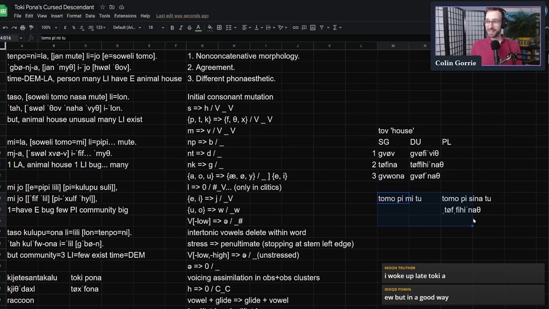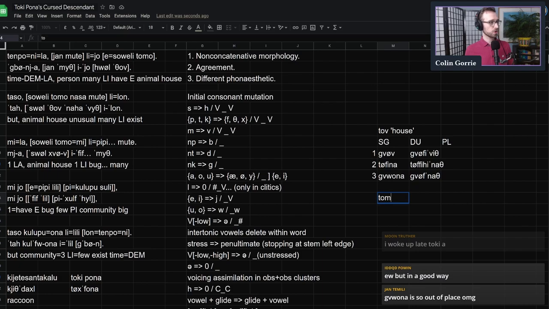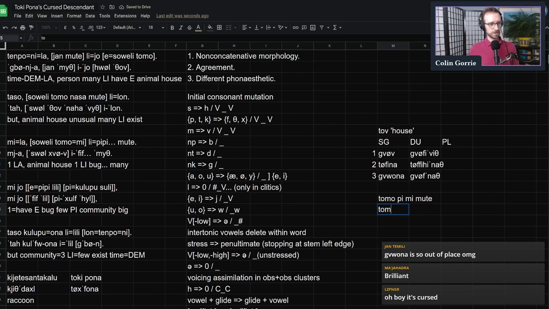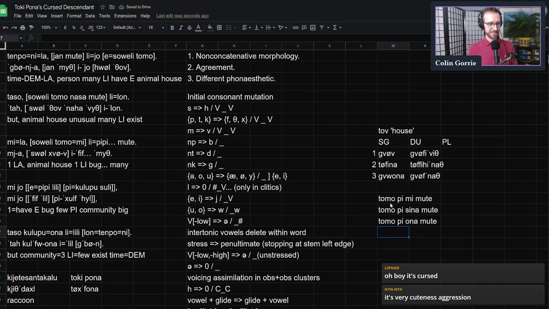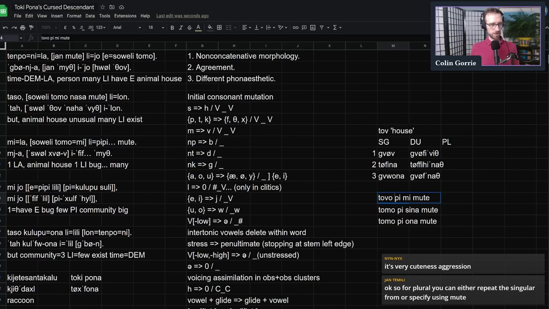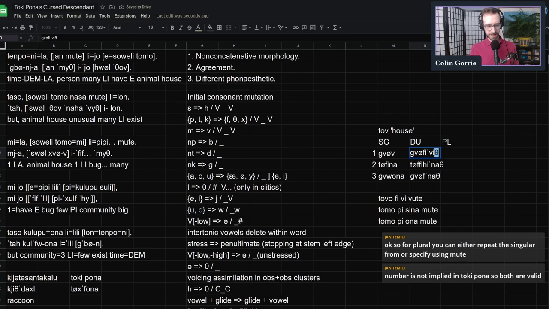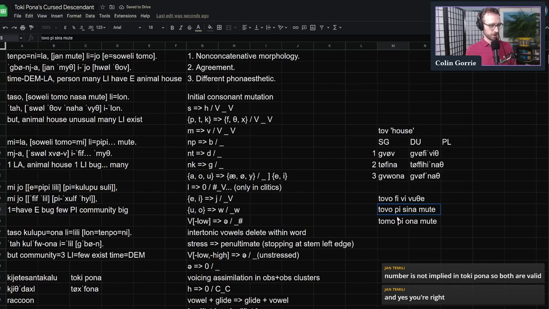Plural. So I'm assuming that this would be tomo pi mi mute, tomo pi sina mute, and tomo pi ona mute. Am I right there? So let's quickly do these. So tovo fi vi vu the. Right, so we are actually introducing a number distinction into tichfona, which does not exist in the ancestral language.